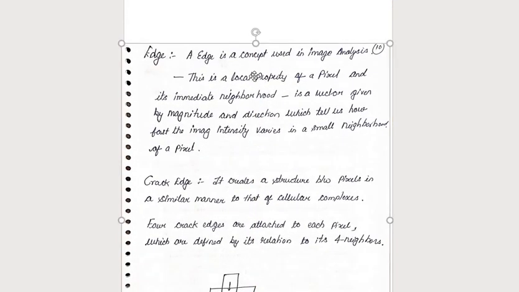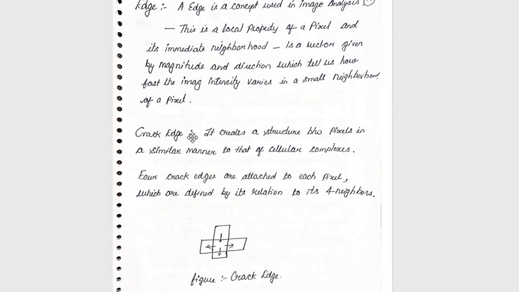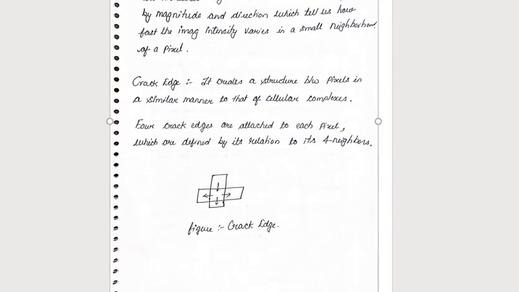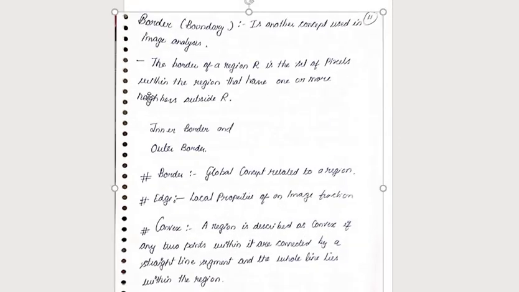Next is edge. An edge is a concept that we are using for image analysis. This is the local property of a pixel and its immediate neighborhood, a vector given by the magnitude and direction, which tells us how the image intensities vary in the small neighborhood of a pixel. Crack edge we also use. Generally we consider 4 or 8 edge, the boundary edge. Like certain terminologies that are associated.